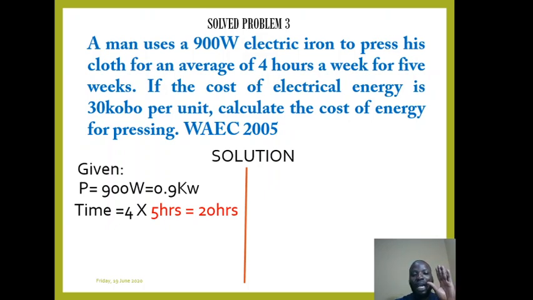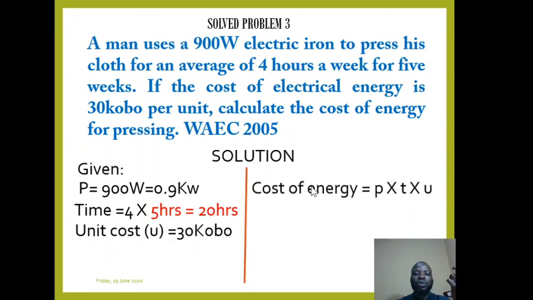That shows that the total amount of time he has spent making use of that iron is going to be 4 multiplied by the number of weeks that we have, which is 4 multiplied by 5. So 4 times 5 gives us 20 hours. So we have gotten the value of the power, and the value of time. Then the next thing is how much they are charging based on the question. They are charging 30 kobo per unit.